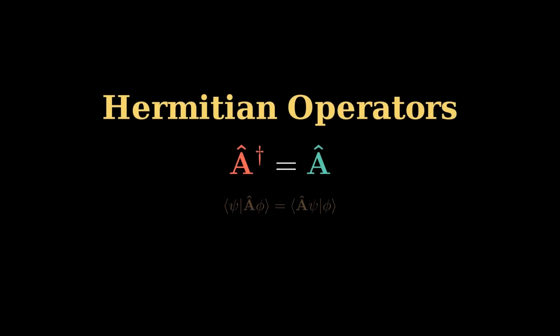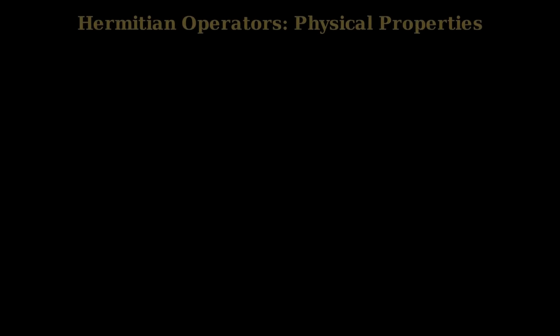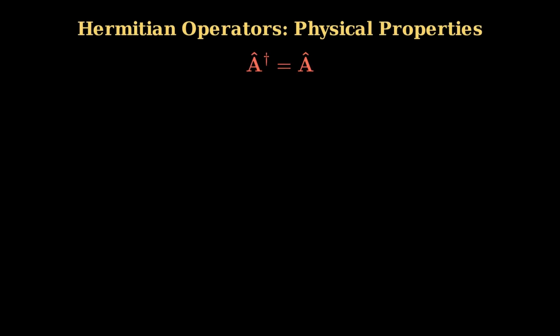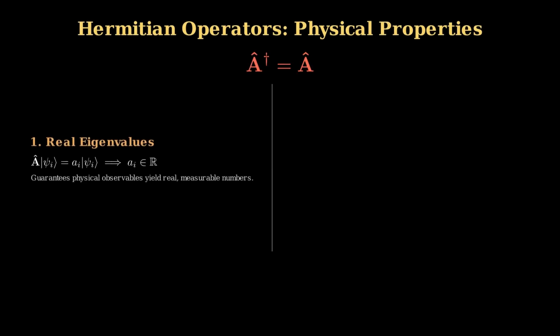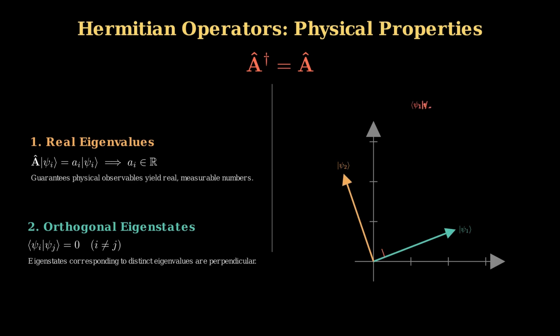Hermitian operators. Physical observables are represented by Hermitian operators, where operator A equals its conjugate transpose. This guarantees two properties. Real eigenvalues. Measured physical values are strictly real numbers. Orthogonal eigenstates. Eigenstates for different outcomes are orthogonal, meaning the inner product of psi sub i and psi sub j equals 0.